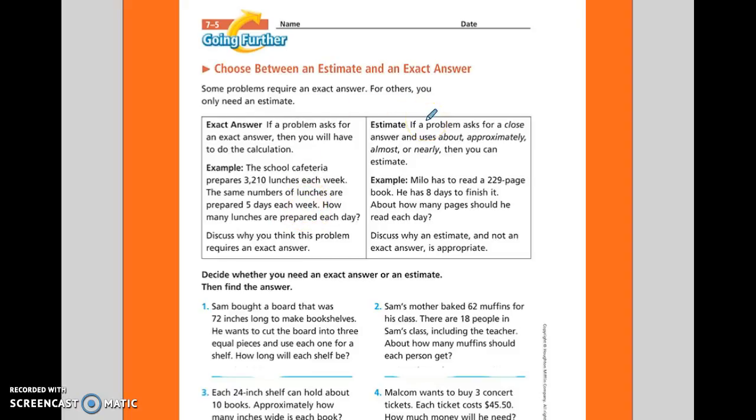Let's read an estimating version. Remember, if it's an estimating version, look for words like about, approximately, almost, or nearly. Those are those estimating words that hint to you that you can estimate. You don't have to find the exact answer. So for example, Milo has to read a 229-page book. He has 8 days to finish it. About how many pages should he read each day? About, right there, is one of our estimating words. Again, about, approximately, almost, or nearly are examples of those estimating words.